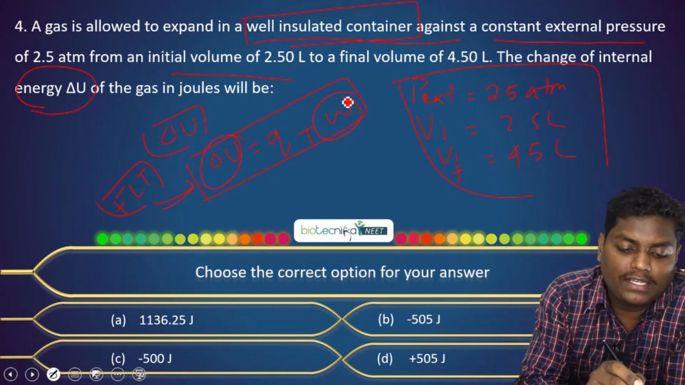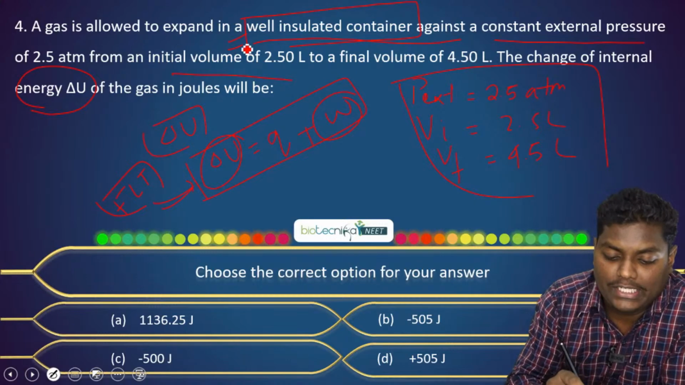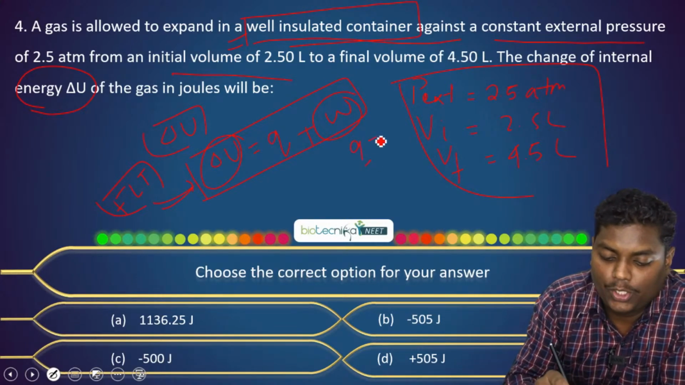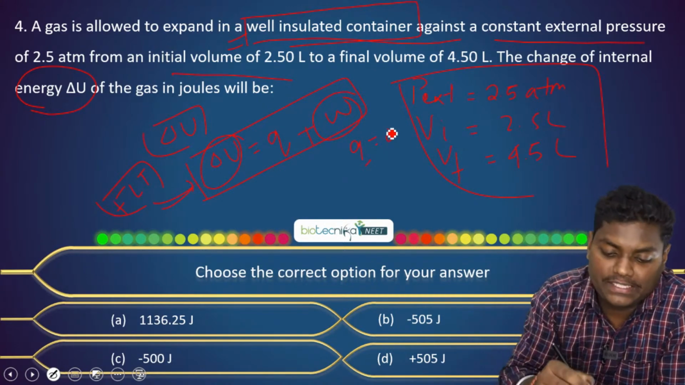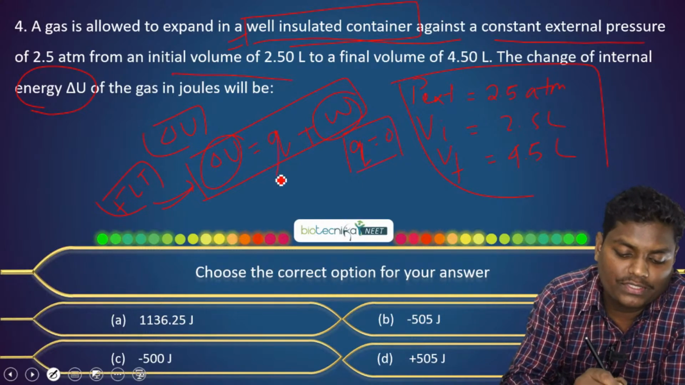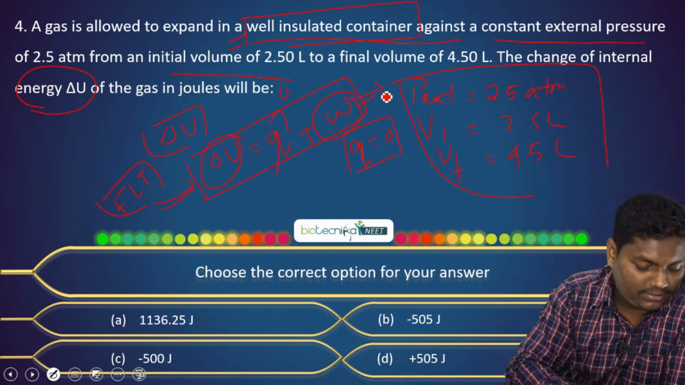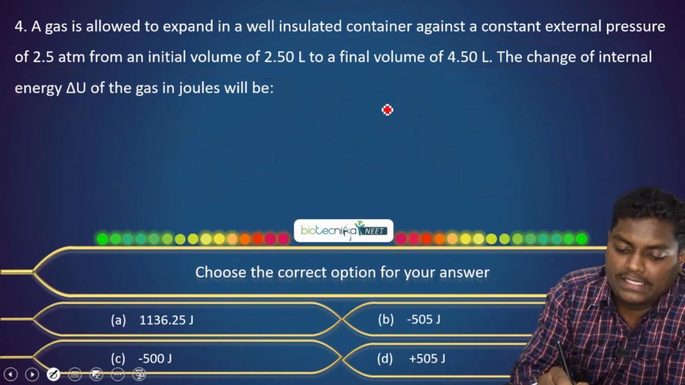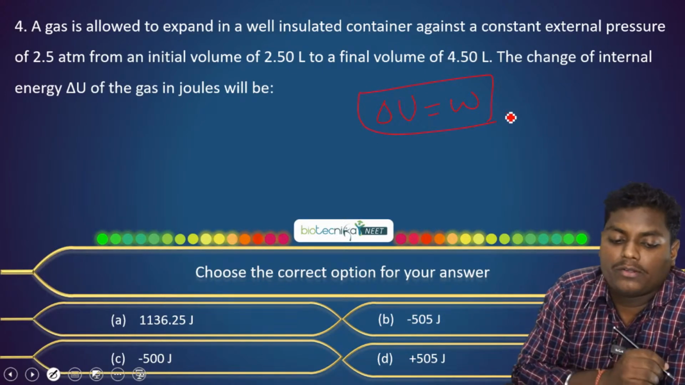Here a very important statement is well-insulated container. Since it is insulated, no heat can enter the system or exit from the system. So Q will be 0. Since it is 0, the change in internal energy will be equal to the work done. I hope this point is clear. Change in internal energy will be equal to the work done.